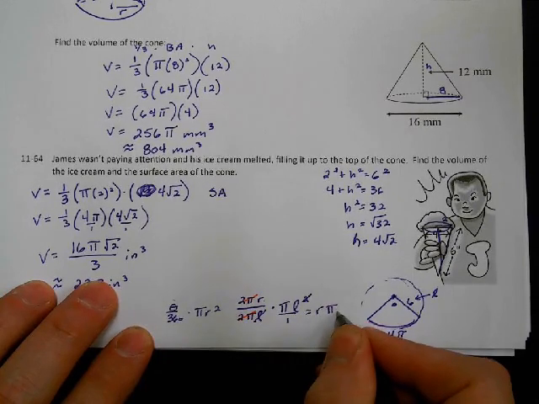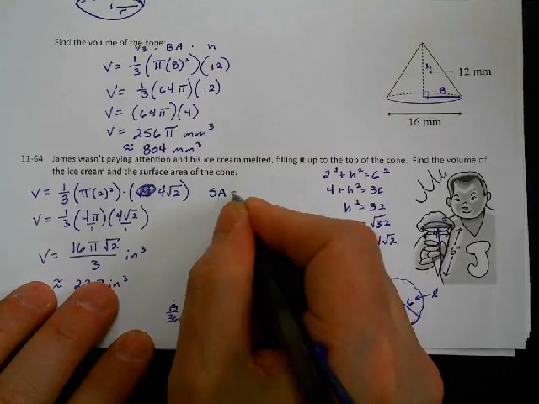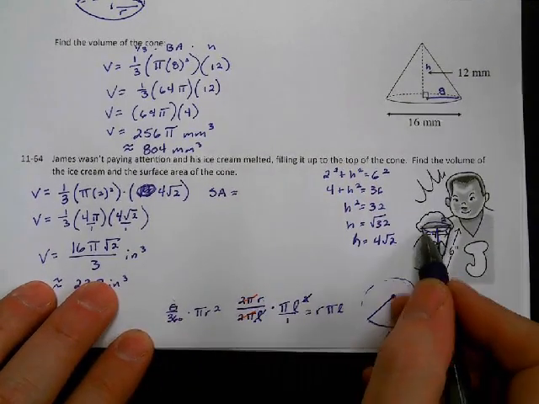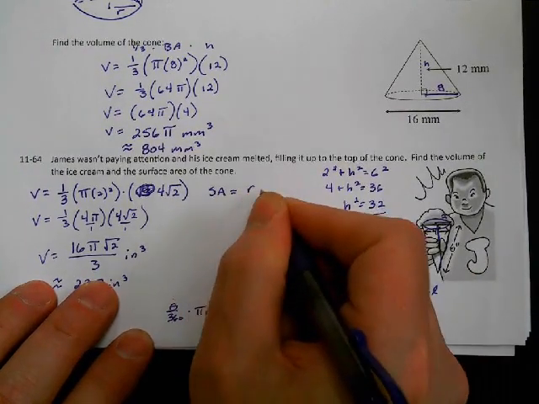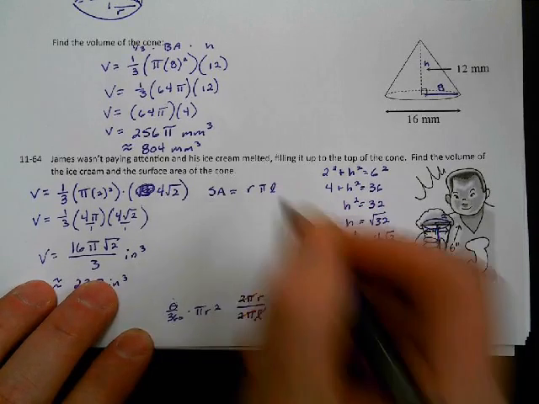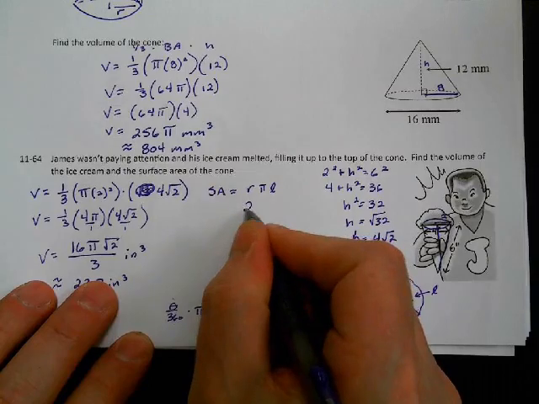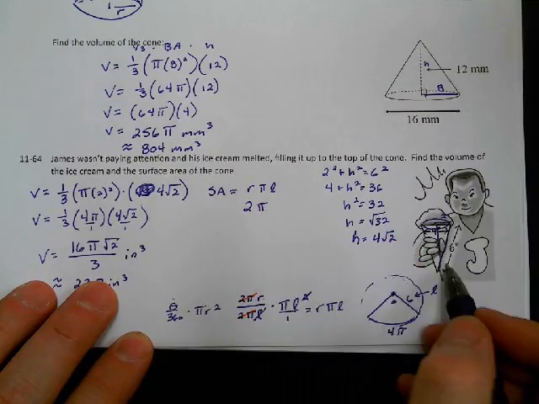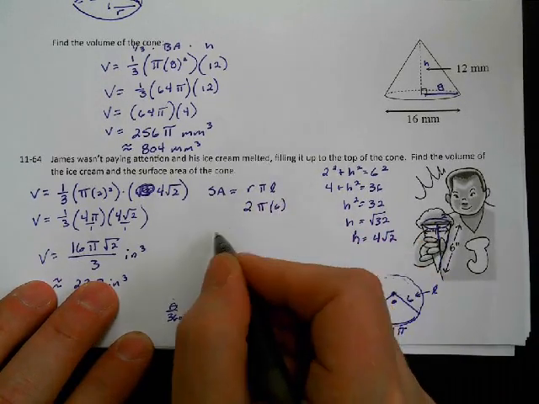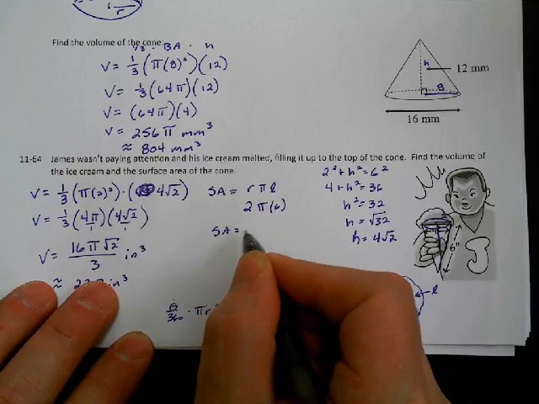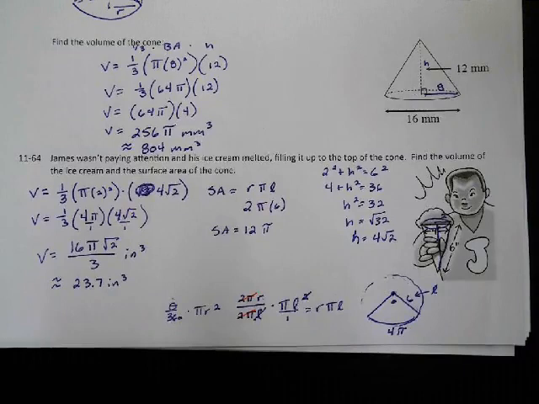And that is the formula for the surface area. Now remember, we're only doing the cone part, not the circle on top. So it's r times pi times the slant height. So r is 2, pi, and the slant height of 6. So our surface area is 12 pi. And if you use a calculator, 12 pi is approximately 37.7.